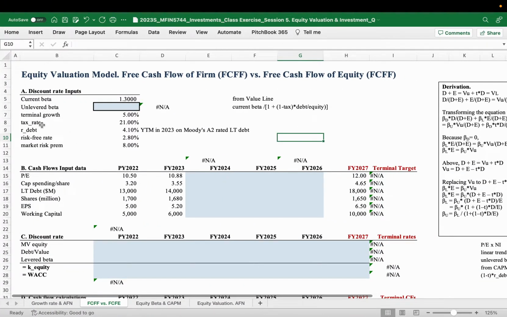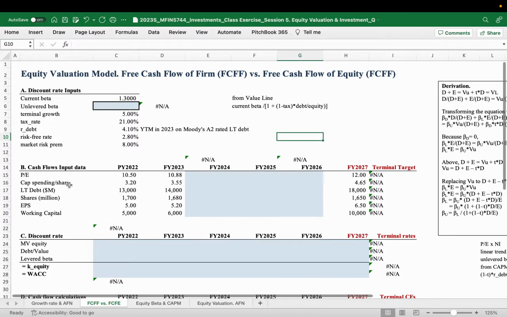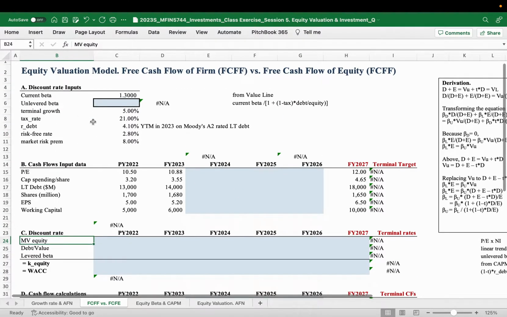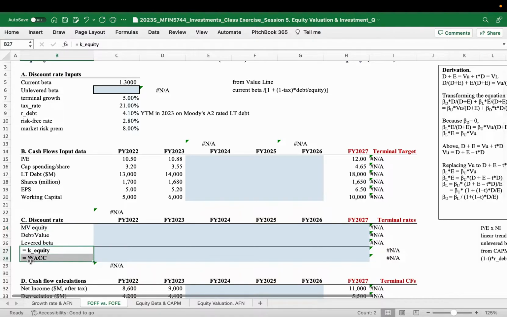First, we have to finish the discount rate inputs with unlevered beta, because the company has a unique capital structure at the time we measure, but later on this capital structure changes, right? That's why we need to calculate unlevered beta, 100% equity financing, and we lever this beta with the forecasted capital structure. But we need to complete the input variables here, the cash flow input data and the discount rate, to get this unlevered beta as well. And then here, the cost of equity and weighted average cost of capital.